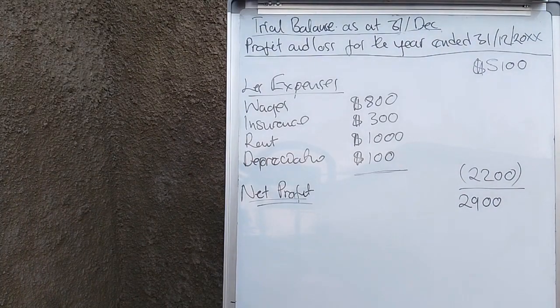Okay, so this was the income statement. This was the profit and loss statement for the year ended 31 December 20XX. Okay, so now having this figure, we can now move on and try to do a balance sheet or a statement of financial position. Okay, I'll just wrap this again so that we move to the balance sheet.